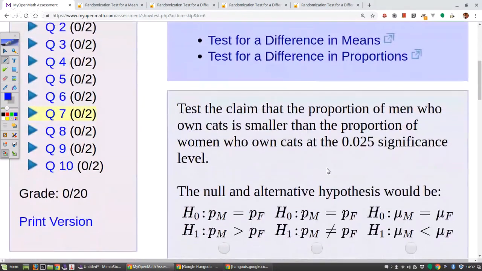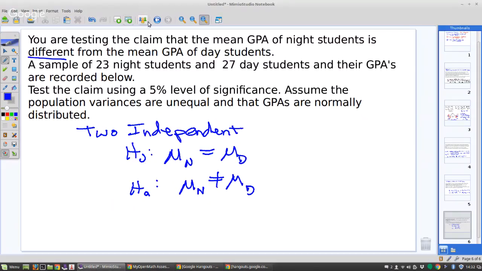Let's take a look at test the claim that the proportion of men who own cats is smaller than the proportion of women who own cats. Significance level is 2.5%. So I have a similar problem over here somewhere.